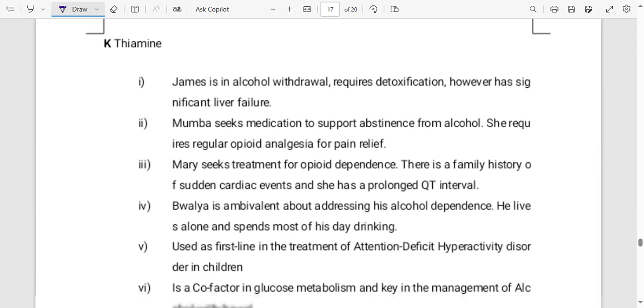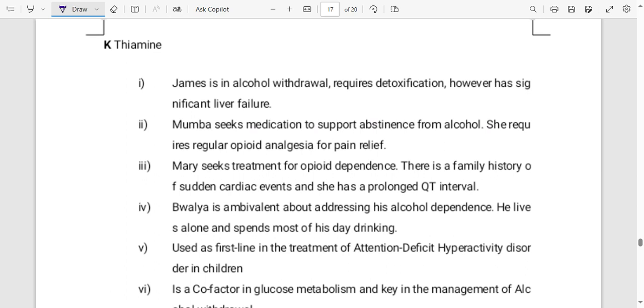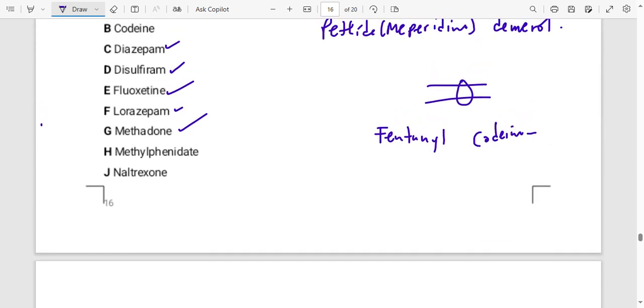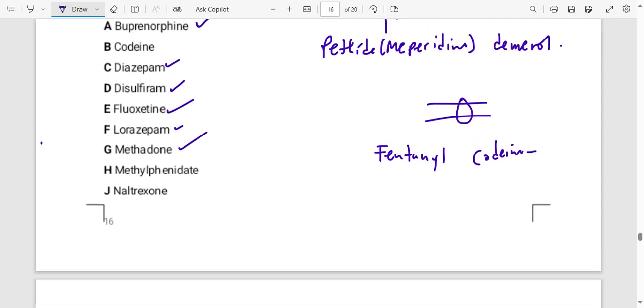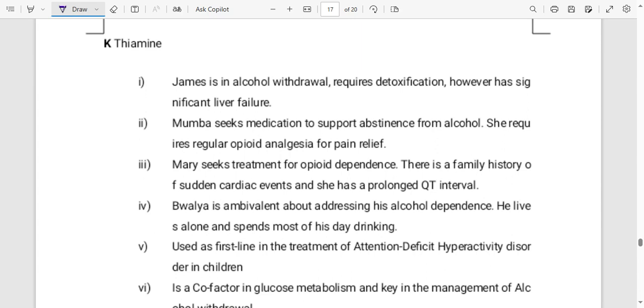So James is in alcohol withdrawal and requires detoxification, however, he has significant liver damage. So which drug can we give for that, of the drugs above? Thiamine, naltrexone, methylphenidate, methadone, lorazepam, fluoxetine, and the others. For someone that is in alcohol withdrawal and requires detoxification but has got significant liver damage.